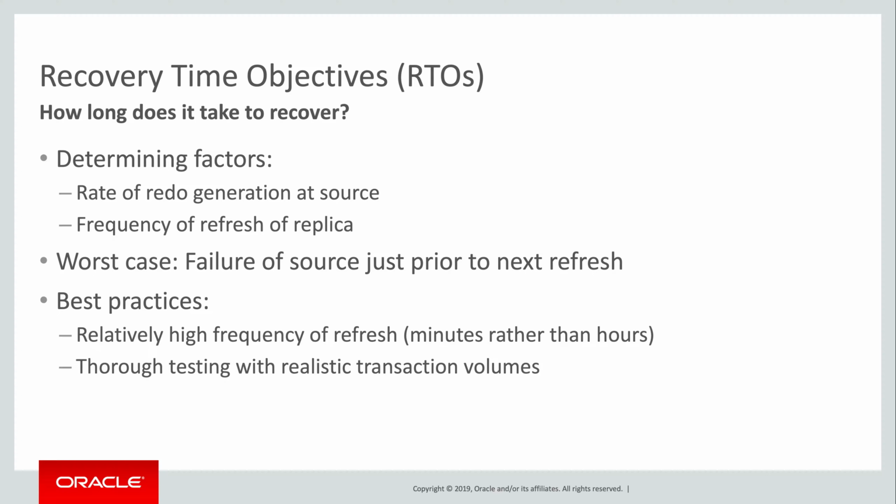Assuming a relatively steady rate of redo generation at the source, this situation is likely to result in the maximum amount of redo to be applied to the replica before a switchover can be completed. In general, a relatively high frequency of refreshes, of the order of every couple of minutes rather than every few hours, is likely to leave relatively little redo to be applied before a switchover can be completed. It is important to test thoroughly with realistic transaction volumes to ensure that the process of refreshing the replica can keep up with the rate of redo generation.